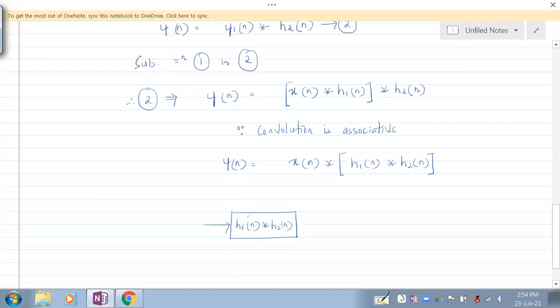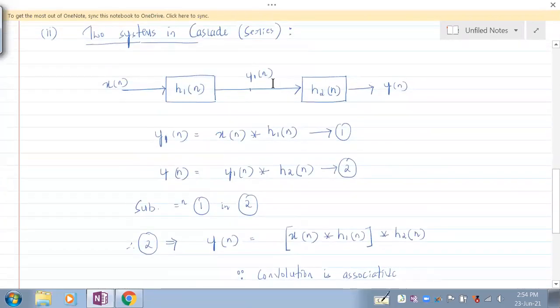Fine. So this is what is the meaning of having two systems in cascade. Is this okay with you, everybody? Fine. So if you have two systems in cascade, you'll be combining these two as what? What is the combination of these two impulse responses? It is convolution sum of these two.